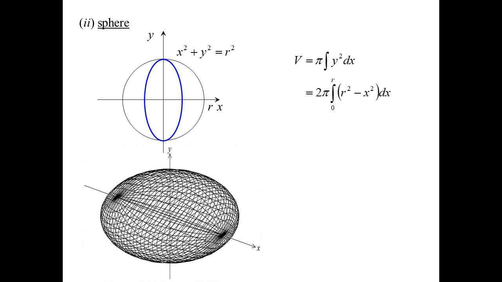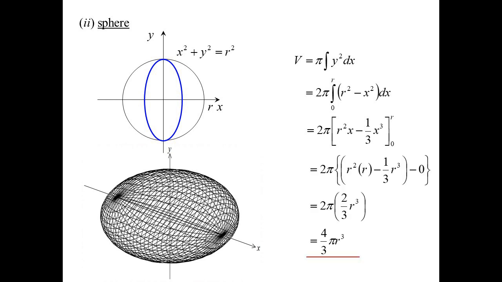And I notice I've gone 2 pi. I've taken advantage of symmetry here, instead of going from minus r to r, I said twice 0 to r. So we get r squared x minus a third x cubed. Substitute in r, substitute in 0, and this one comes out straight away.